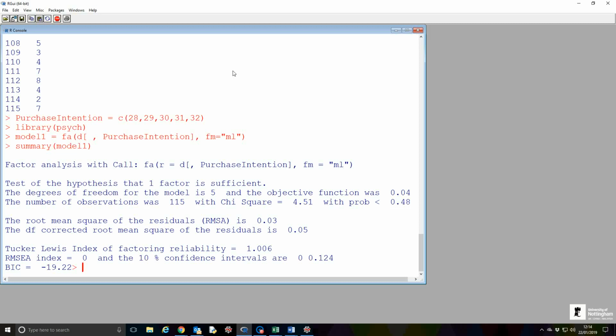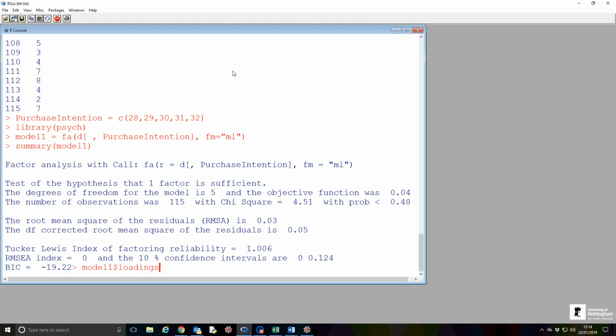We talked about wanting to see whether particular items in our scale are more important than others. That, I think, is what we call factor loadings. Yeah, exactly, the factor loadings. There are 2 ways you can do that. You could type in model1$loadings. Okay. And I know this because I've read the documentation.